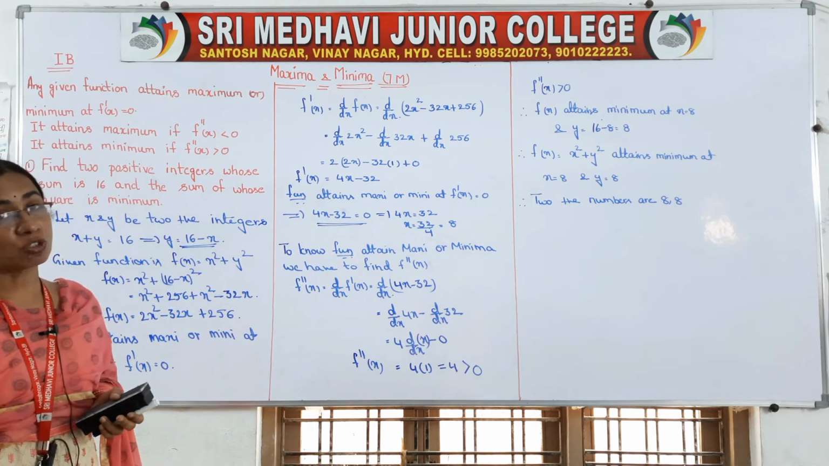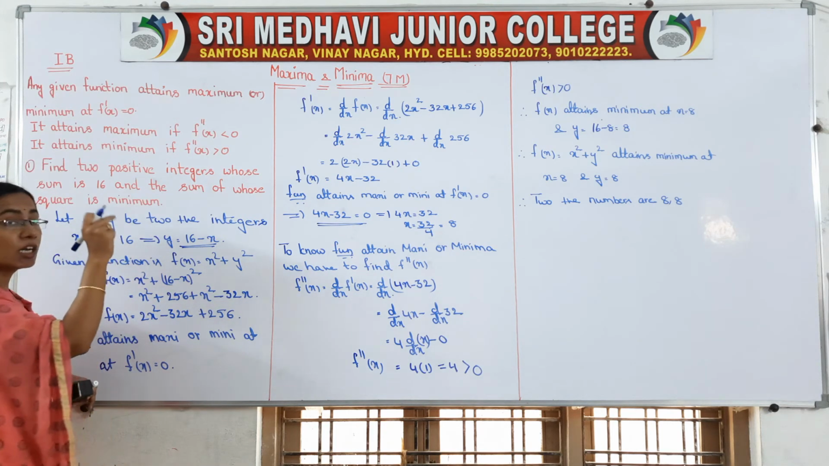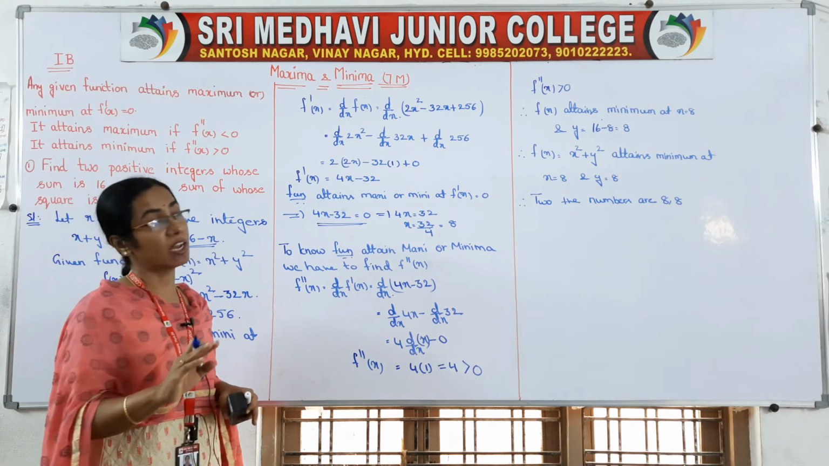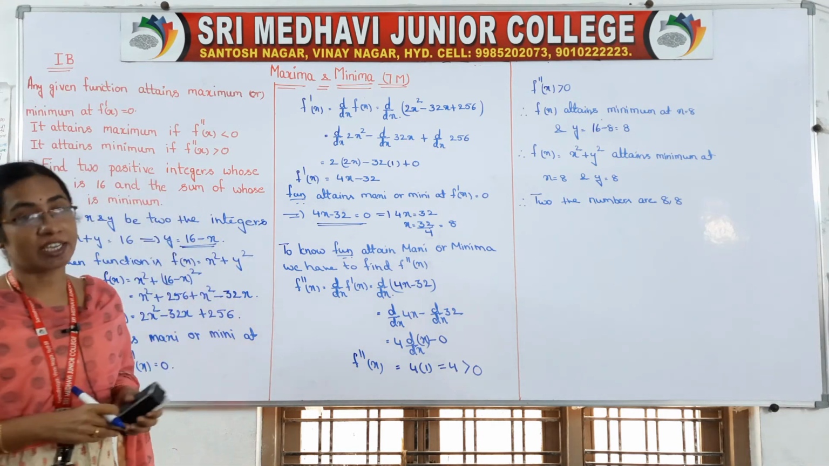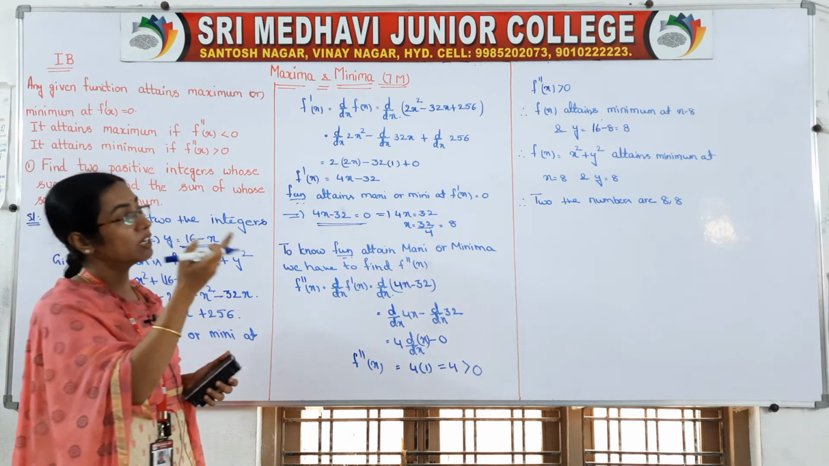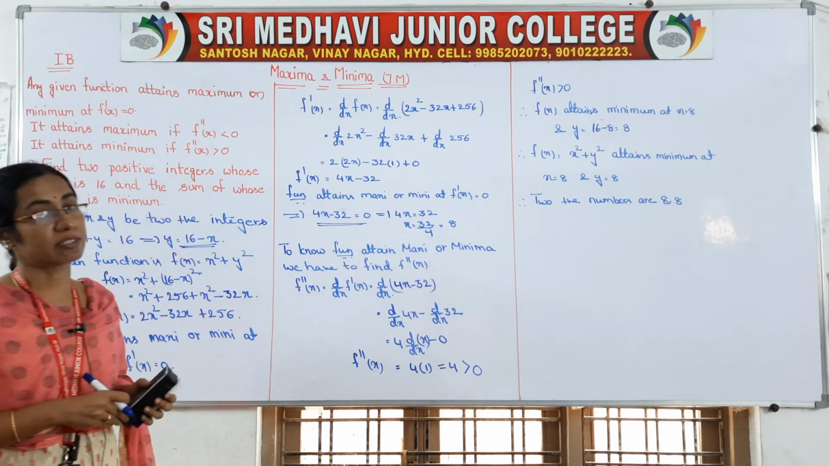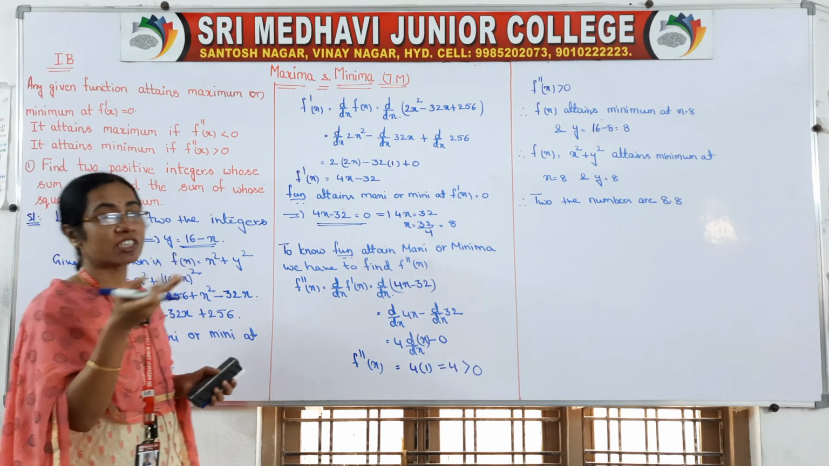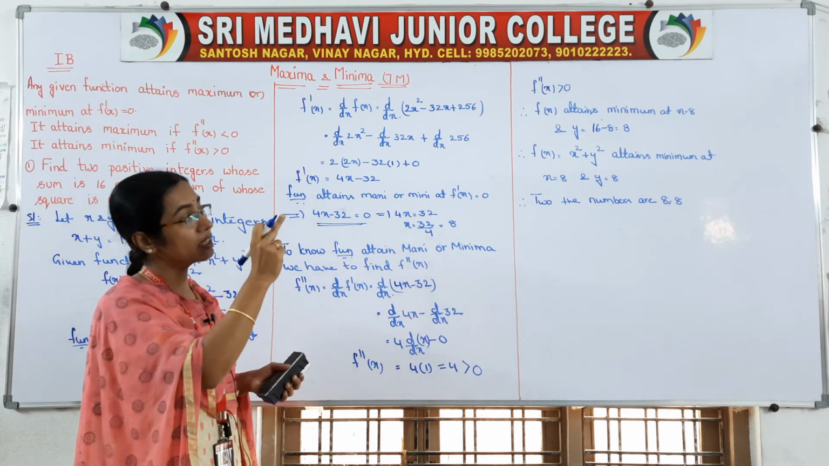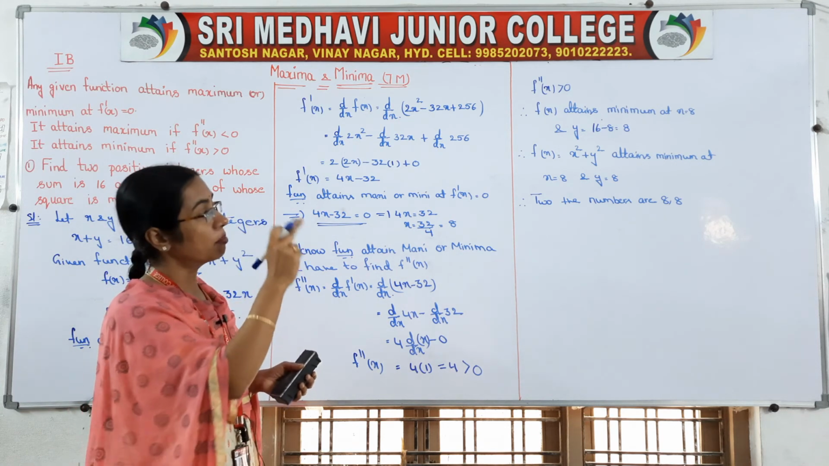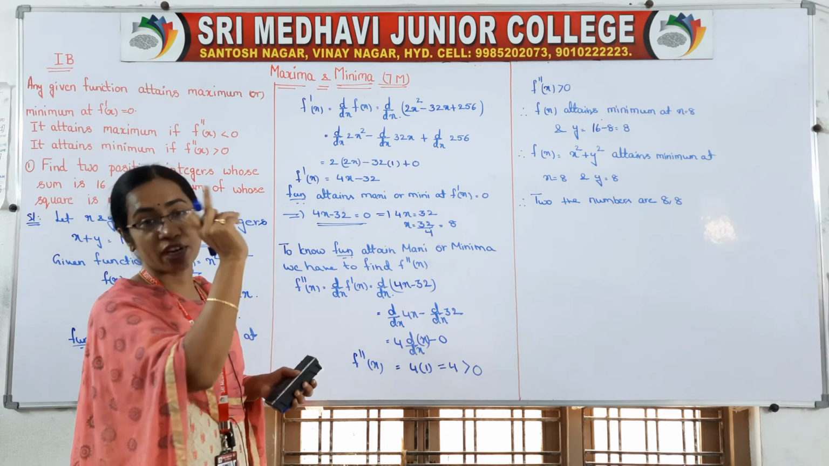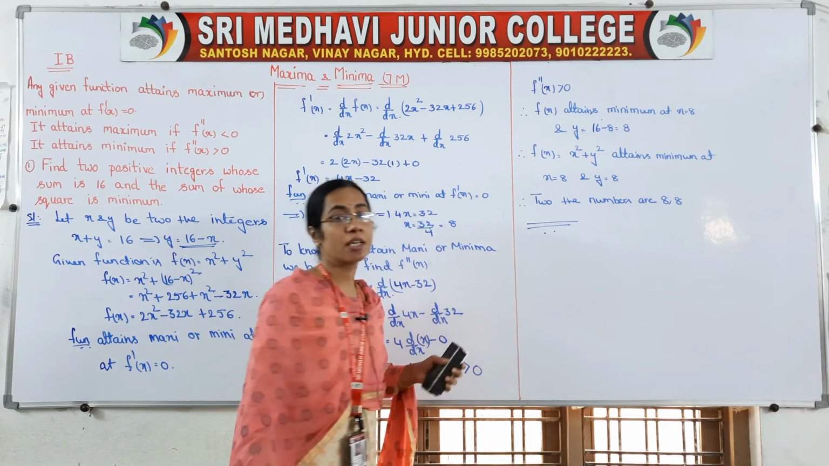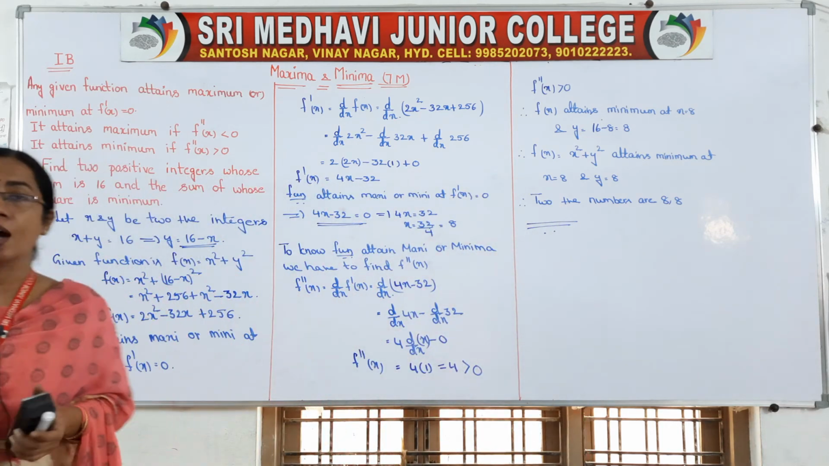We have to find y also. We have taken x and y as the two positive integers, and we have to find those two values. We got x, so try to get y also. y is equal to 16 minus x, so 16 minus 8 is equal to 8. Therefore, the sum of the squares of the numbers attains minimum at x is equal to 8 and y is equal to 8. That is the procedure to find either maximum or minimum.